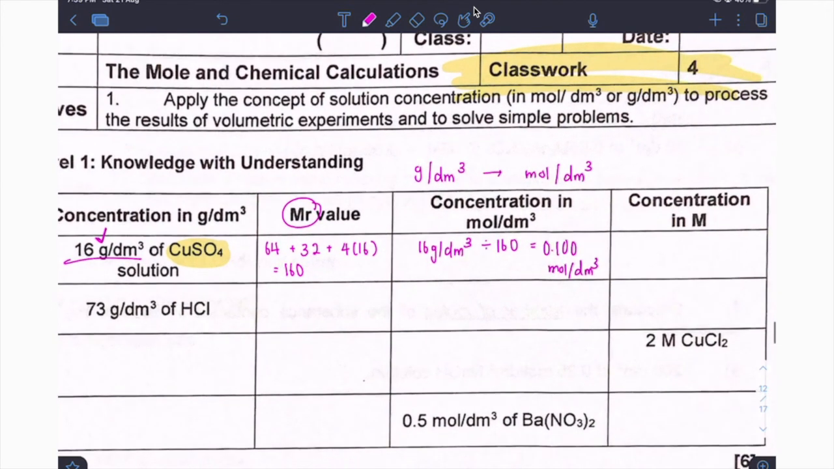Okay? Now in the last column, they give you concentration in M. So I haven't really talked about this yet, right? M is actually, in English, we call it molar. Basically, it's the lazy chemist way of talking about concentration, okay? But 1 molar is simply 1 mole per dm cube. So 2 molar will be equal to 2 mole per dm cube. Same thing, 0.1 molar is going to be 0.1 mole per dm cube. So the answer is just this.